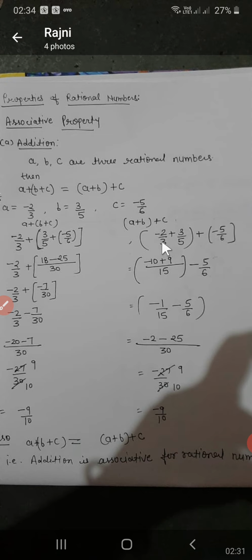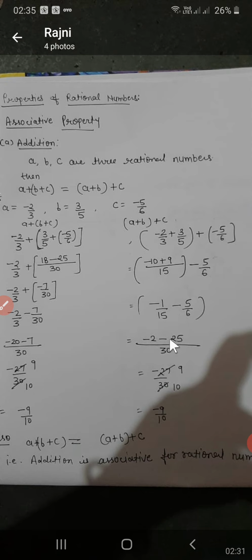Simplify this bracket first. 5 threes are 15, LCM. 3 fives are 15, so 2 fives are, here will be 10. Here negative sign, so put negative, plus 5 threes are 15, so 3 threes are 9. Similarly plus minus 5 by 6. Here minus plus minus 10 minus 9, you got 1. For the greater digit, sign will be negative, minus 1 by 15 plus minus 5 by 6. Again LCM 15 and 6, what will be the LCM? LCM will be 30. 15 twos are 30, so minus 1 into 2 you will get minus 2.